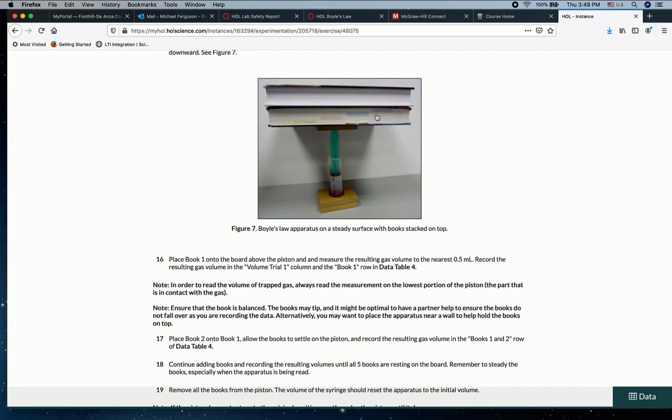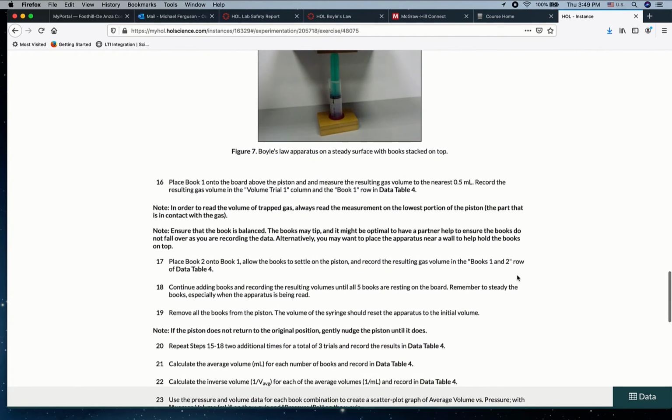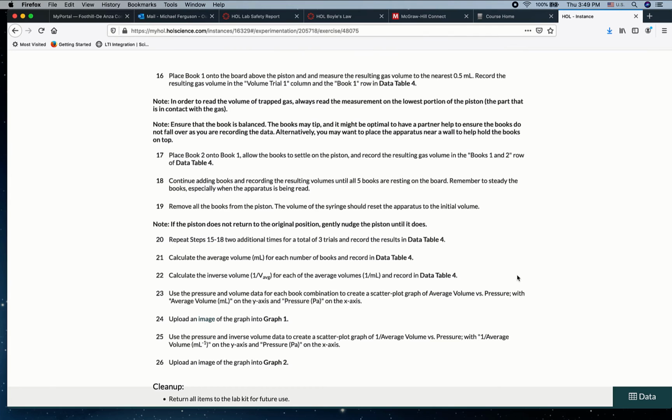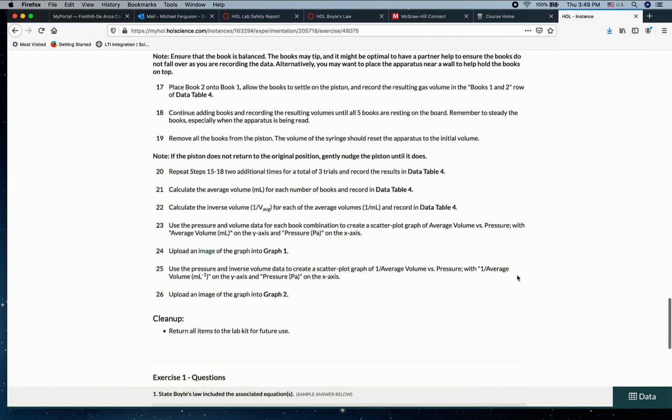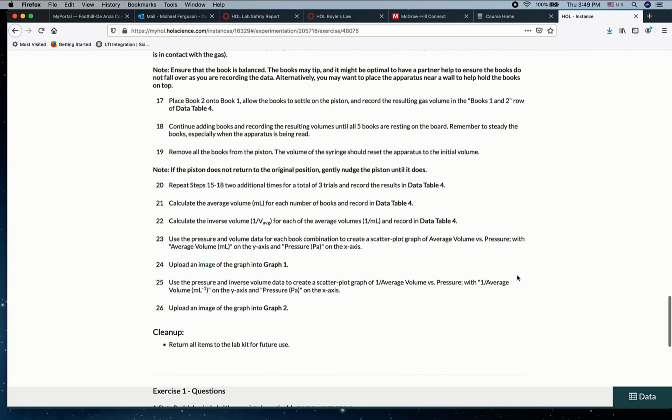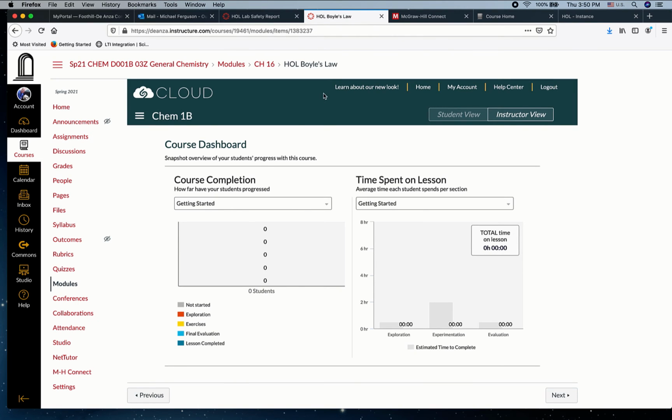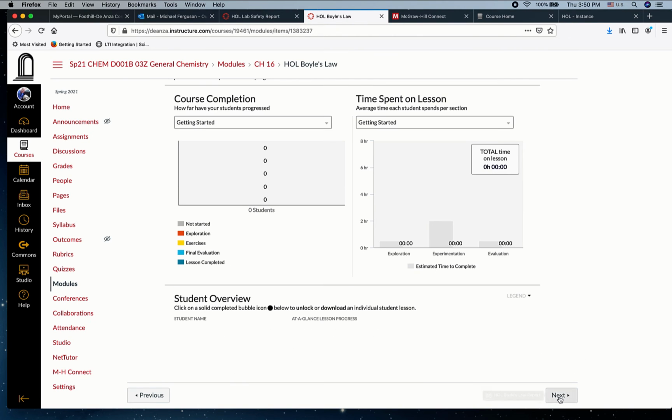Basically you put the books on, and you know how much each of the books weighs, and then you look at the volume. Go and look at that, and then get the volume reading for the different books, and then record those data, and then keep on doing this, and then you get to make the graphs.